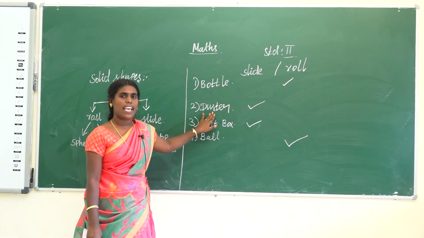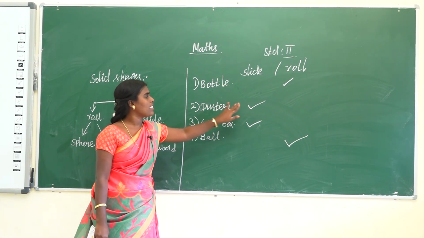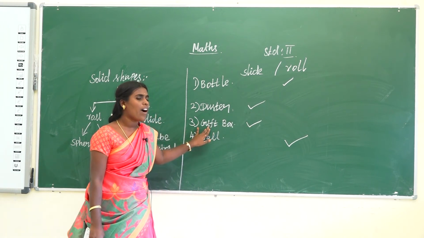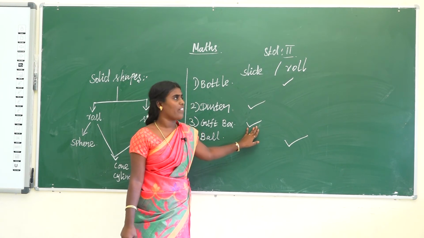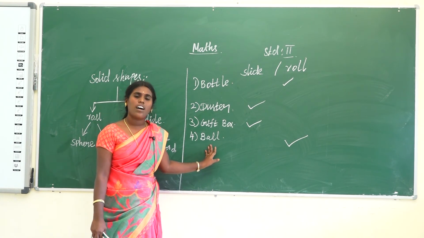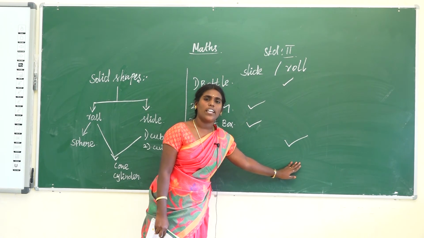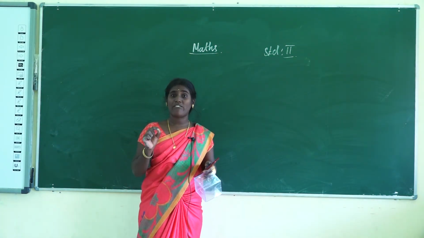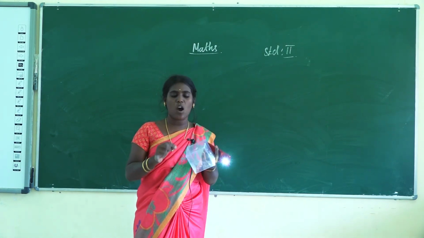Then duster does not have a curved surface, so that is what? Slide. Then gift box has no curved surface, so that is slide. Then ball has only a curved surface, so that is a rolling object. Every solid shape looks like a flat shape. Already I explained it, the same thing.